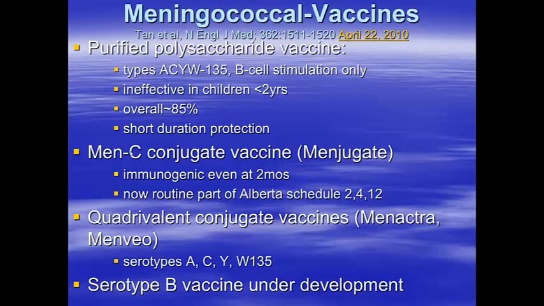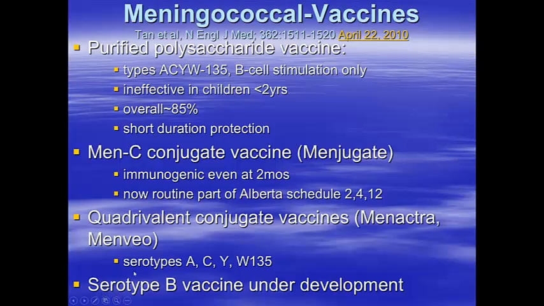That's now part of the routine Alberta schedule at 2, 4, and 12 months of age. Now, there is a quadrivalent conjugate vaccine, so that means the polysaccharide from these 4 strains, ACYW135, is conjugated to a protein. It's called Menactra or Menveo. So far, the National Committee on Immunization for Canada has not recommended introducing this into public programs just because of the epidemiology of the disease. It's not going to give too much more of a bang for your buck over a vaccine for C alone.